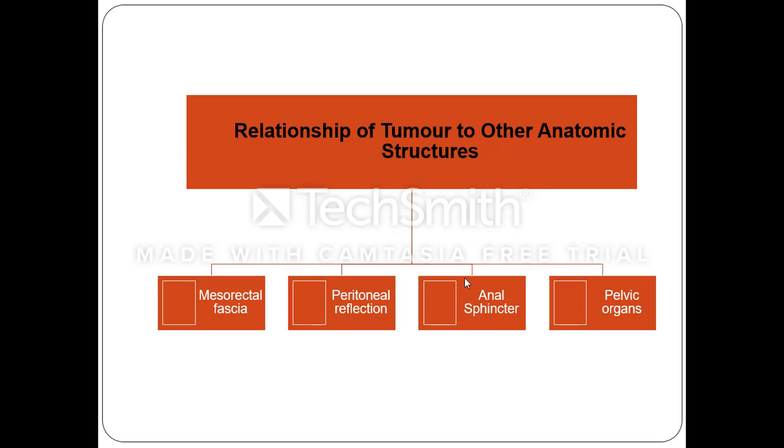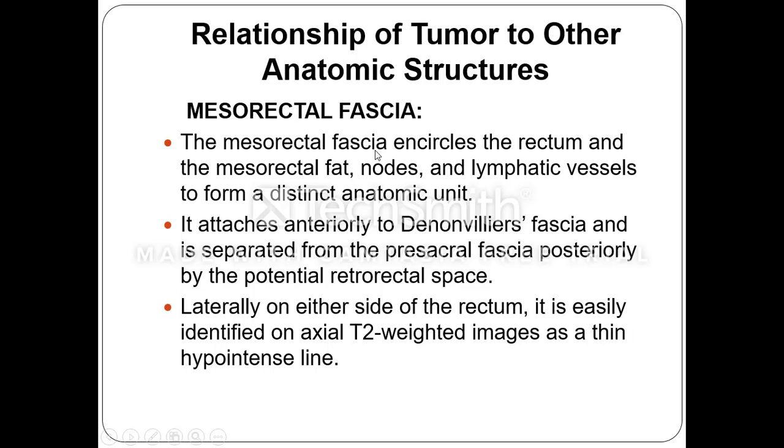Now we'll see the relationship of the tumor to other anatomic structures like the mesorectal fascia, peritoneal reflection, anal sphincter, and pelvic organs. Let us start with the relationship of the tumor to the mesorectal fascia. The mesorectal fascia encircles the rectum, the mesorectal fat, mesorectal lymph nodes, and the lymphatic vessels to form a distinct anatomic unit. Anteriorly, it is attached to the Denonvilliers fascia at the level of the prostate and seminal vesicles. Posteriorly, it is separated from the presacral fascia by a potential retrorectal space.